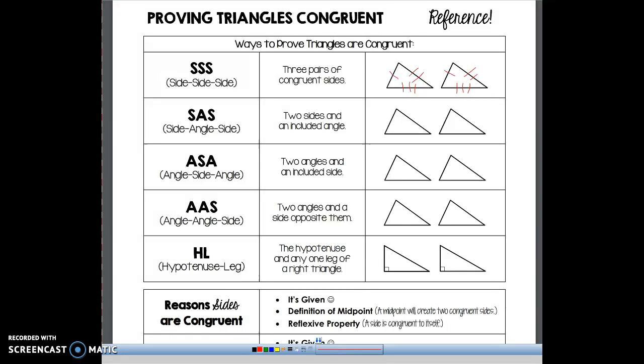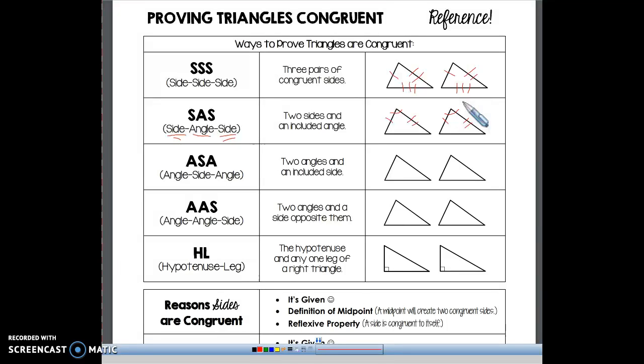The second congruence conjecture is side, angle, side. Don't forget that the angle has to be in between the 2 sides. So this is where 2 sides and an included angle are congruent to each other. And remember, this can be anywhere on the triangle. I'm going to have this set of sides congruent. That's your first side. Then I'm going to have, say, this set of sides congruent. That would be that second set of sides. Then the angle has to be right in between them. So if these are my 2 sides, it has to be this angle that is directly in between them.